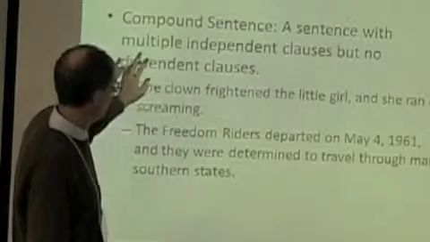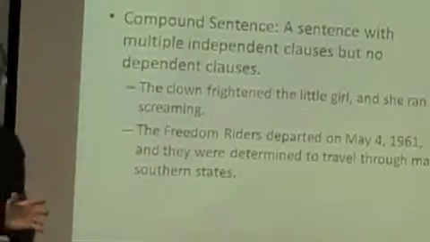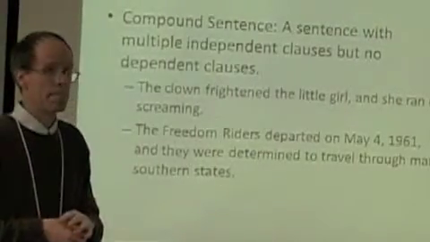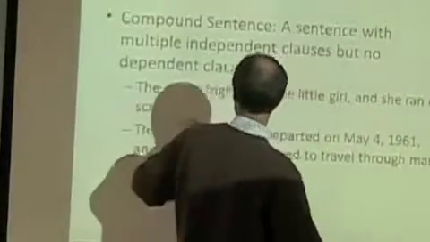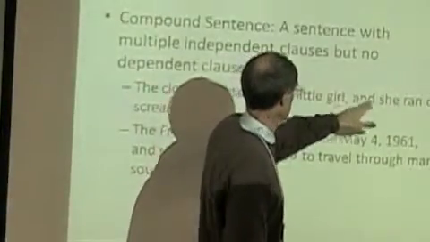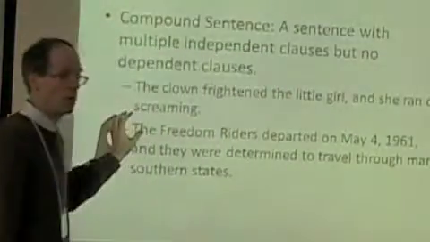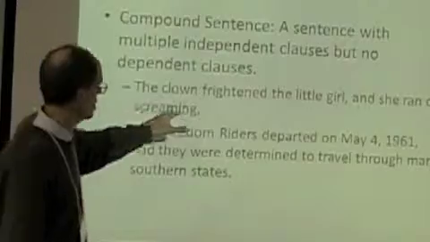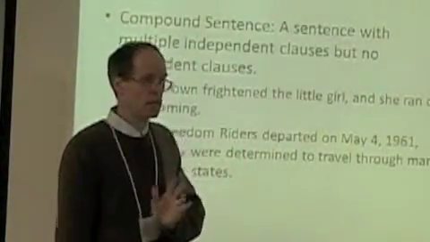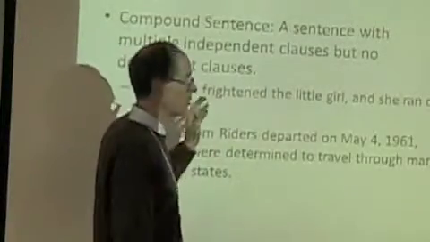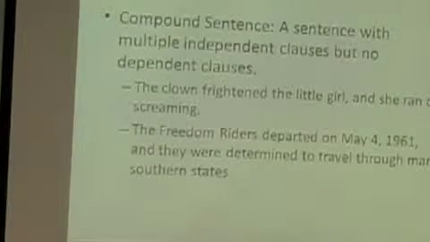So, "The clown frightened the little girl and she ran off screaming." What are the two independent clauses here? What are the two sentences that can stand on their own? Anybody? The clown frightened, and she ran off. If I took away the "and," which joins them together, both of these sentences stand on their own. They're both independent clauses. What you notice here is that they join them. So instead of having two short, choppy sentences, you had one that was a little bit longer that flows a little bit better. So that's a compound sentence. Same thing with that one there.